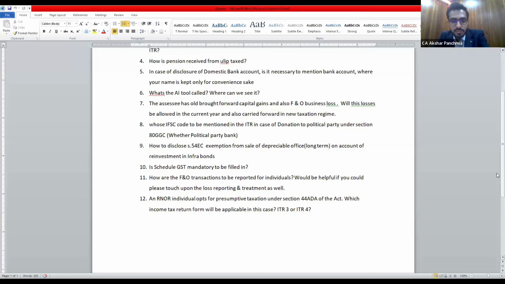Is schedule GST mandatorily to be filled in? So no, it is optional. And even if you are filling in the details, then please ensure that you fill in correct details. Otherwise, there could be mismatches because they pick details from all different sources.